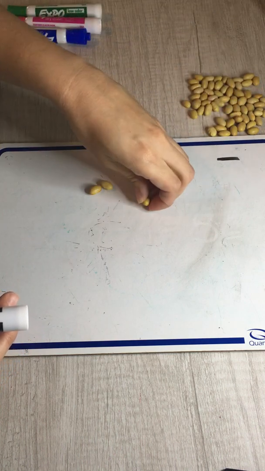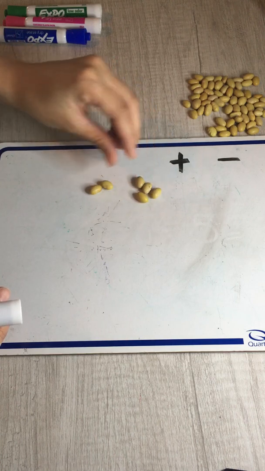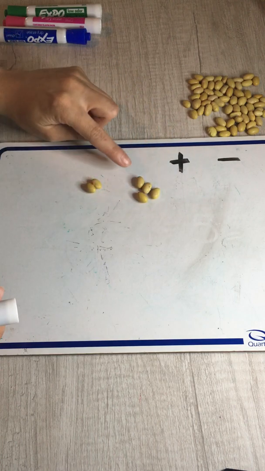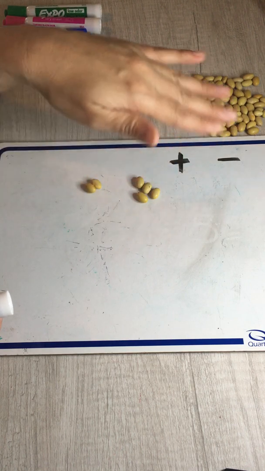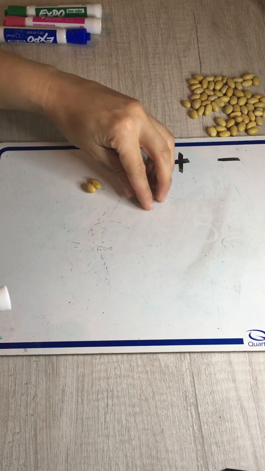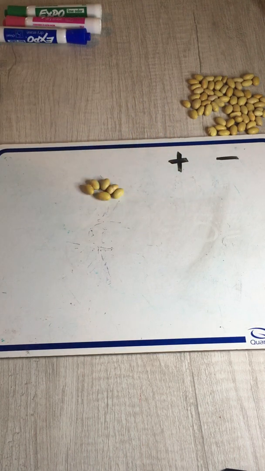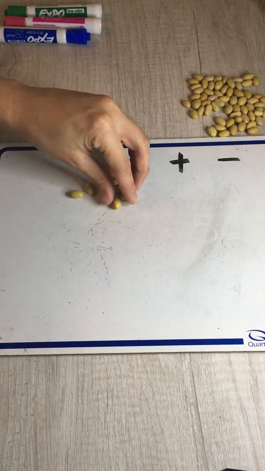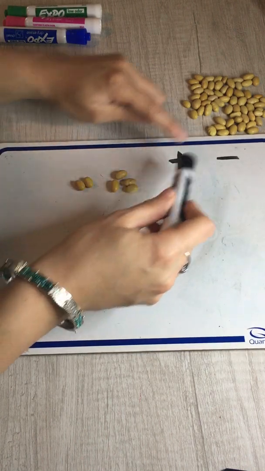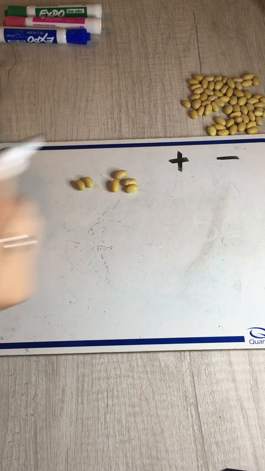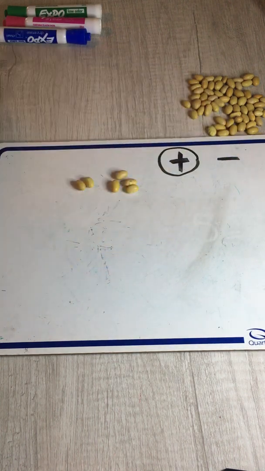So I have 2 beans and I got 4 more. 2 beans and 4 more. All right. How many beans do I have all together? So if I add them together, how many beans do I have? 6. So I have 2, and I'm going to add 4 more, and that makes 6. Is this addition or subtraction? It's addition.